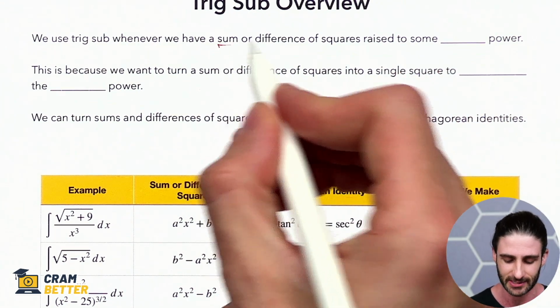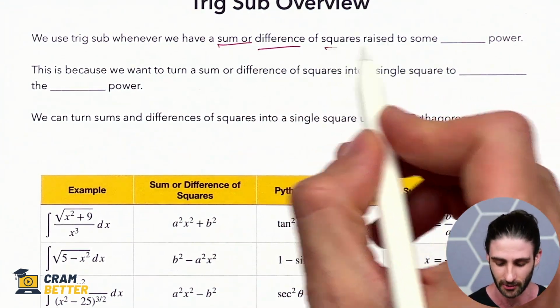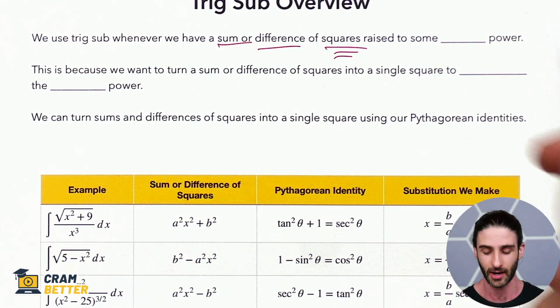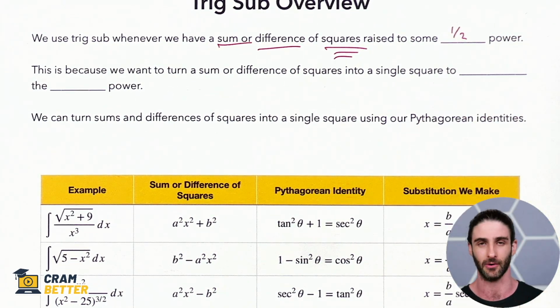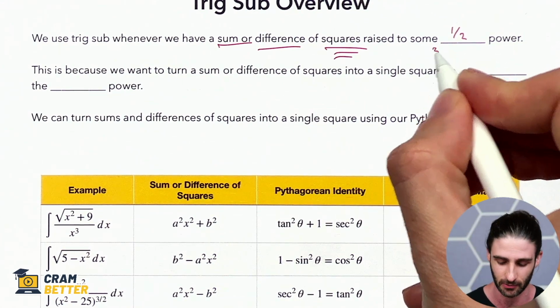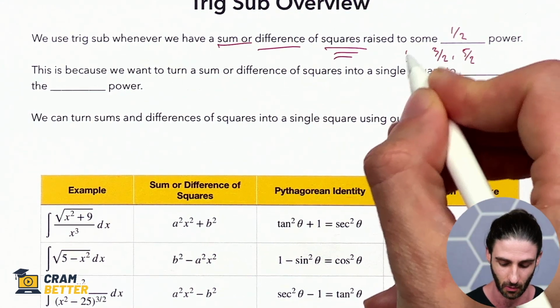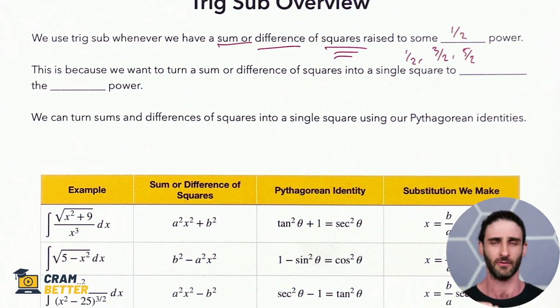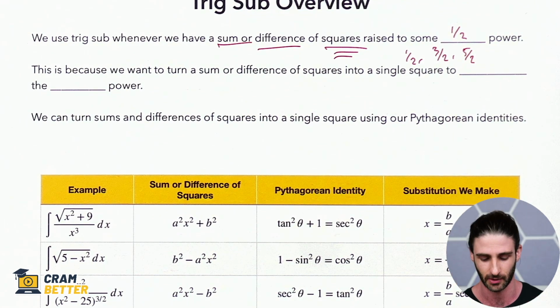You're going to have a sum or difference of squares. That's really important. That's the first pattern that you're looking for. And it's going to be raised to some half power, okay? When I say half power, it could be like 3 halves. It could be 5 halves. I mean, it could be 1 half as well. It could be anything that is some half power, an odd number over 2, right? That's the power that you're looking for, okay?